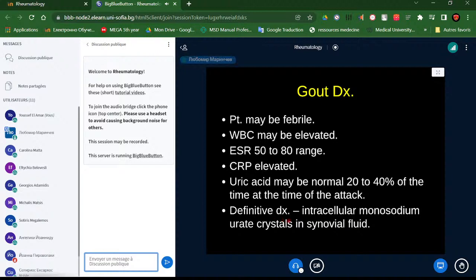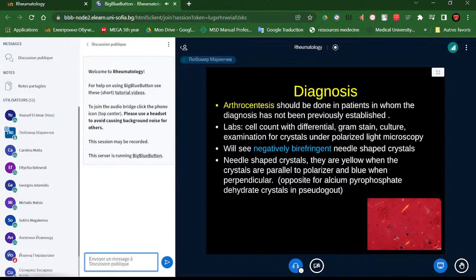Definitive diagnosis is made when you see intracellular monosodium urate crystals in synovial fluid, especially in leukocytes. Here, down right, you see these crystals. They're needle-shaped, here also. And arthrocentesis is a very important procedure and should be done in patients in whom the diagnosis has not been previously established.